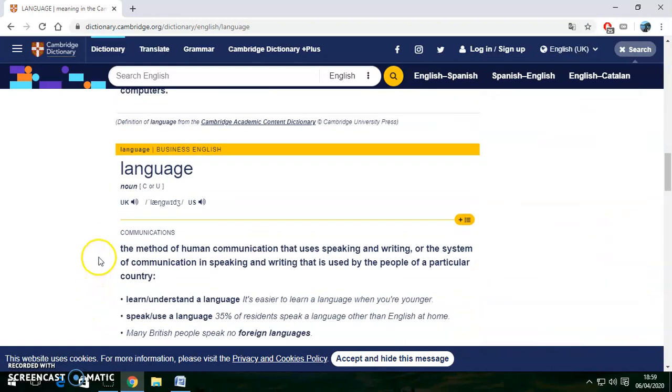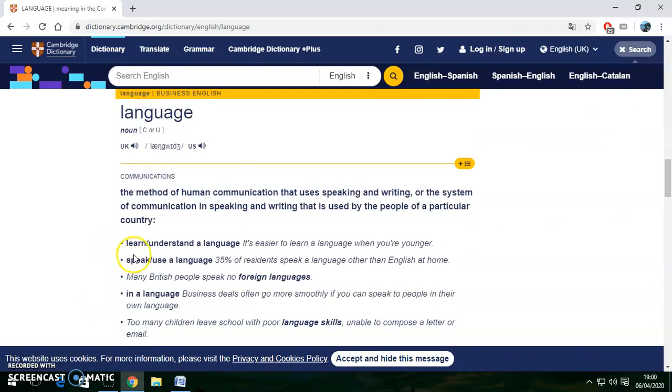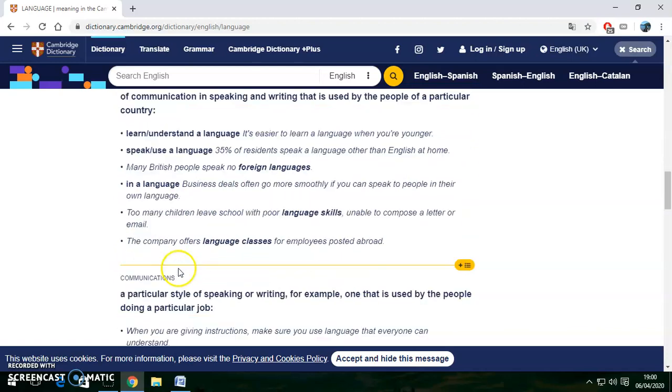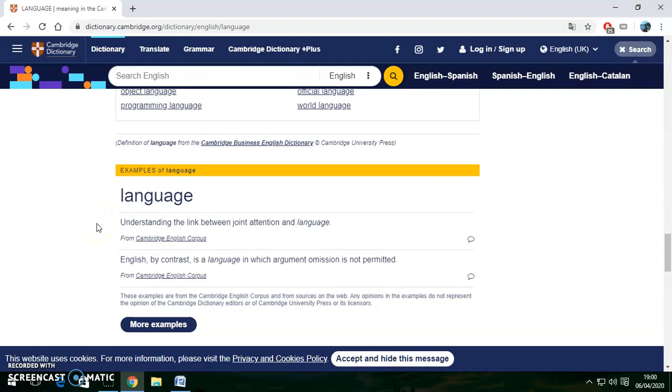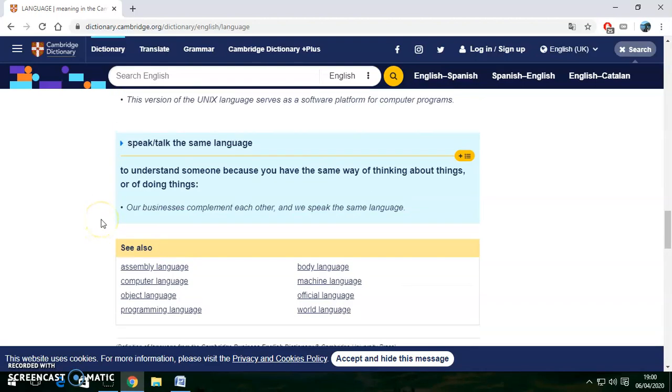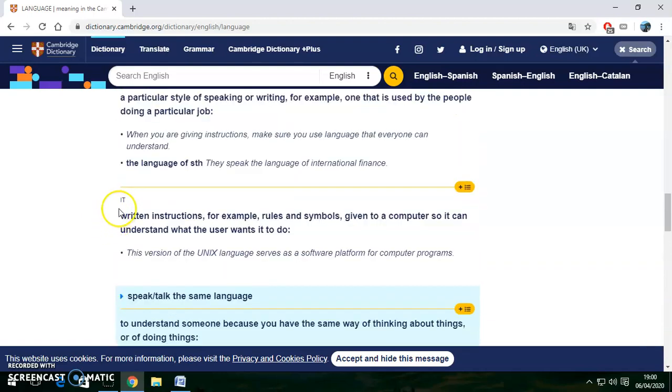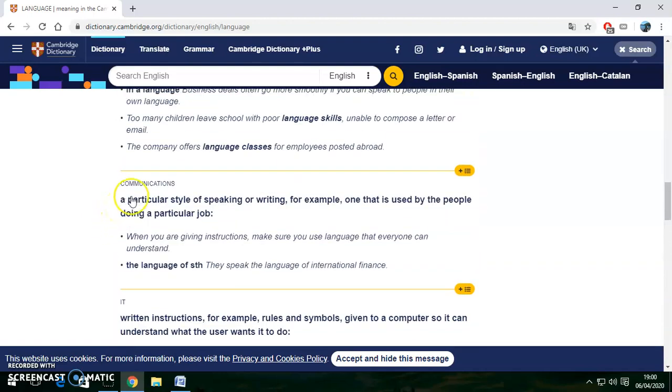Apart from that, if you go downwards, you can see all the other verbs that can be used with that word. Learn a language, understand a language, speak or use a language, and you also have the possibility of seeing how this word works when it's used in other types of contexts, such as the IT context or the communications context. The word may take on different meanings.